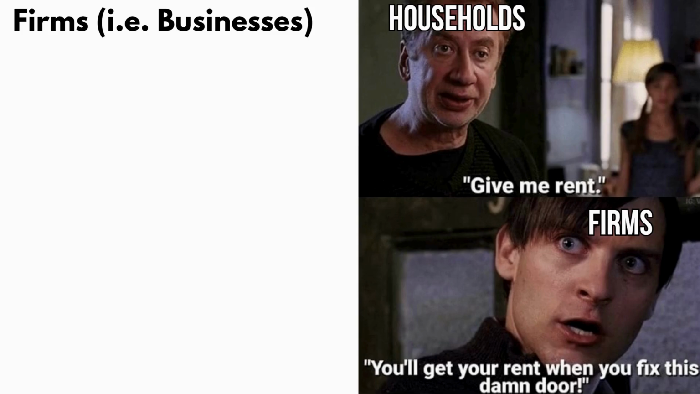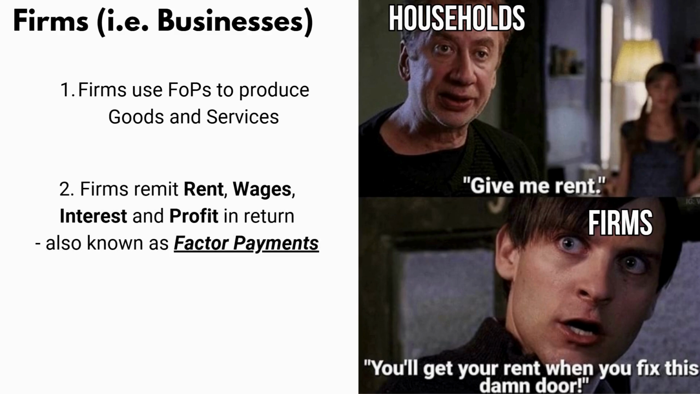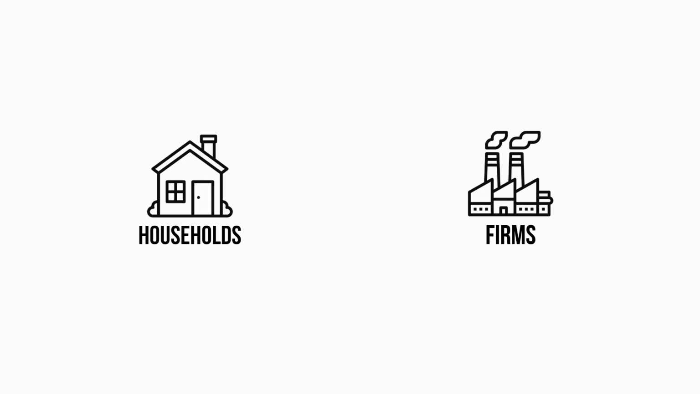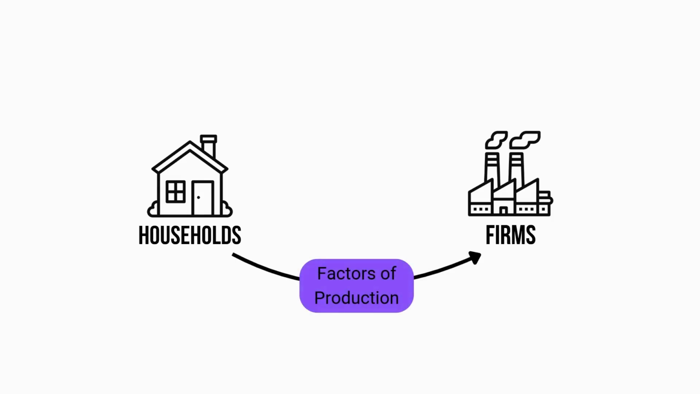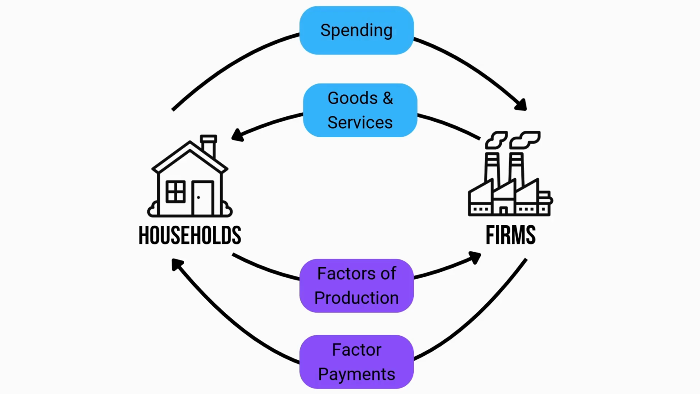Looking at firms, it's the exact story but just flipped around. Businesses use factors of production to produce goods and services. In return, they remit factor payments to households, and they earn revenue from selling the goods and services they produce to households. Plotting this in a nice diagram, we can show where the circular flow of income gets its name from. You can see that every time money leaves the households, the firms earn it, and vice versa.